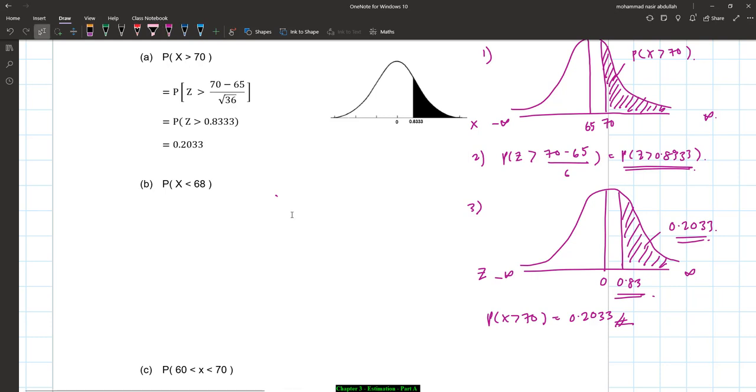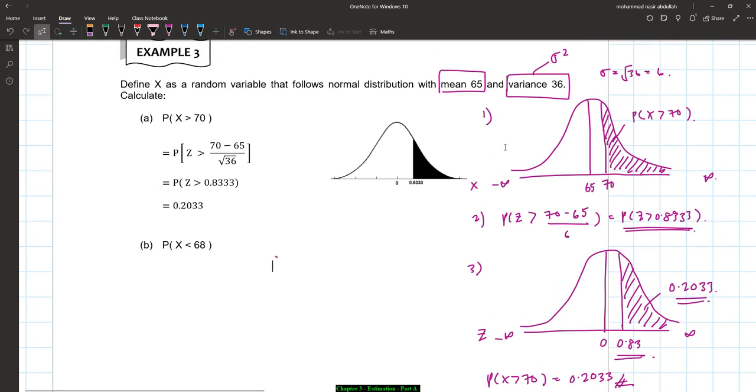So remember the steps. First, we draw the normal distribution curve. Second, we convert the x variable to z distribution, and we draw the z distribution curve, and we find the probability value from the z distribution curve. This is the step. You follow the steps.